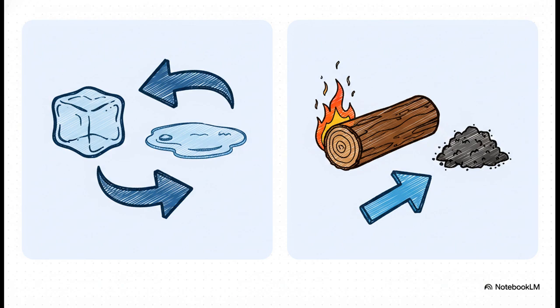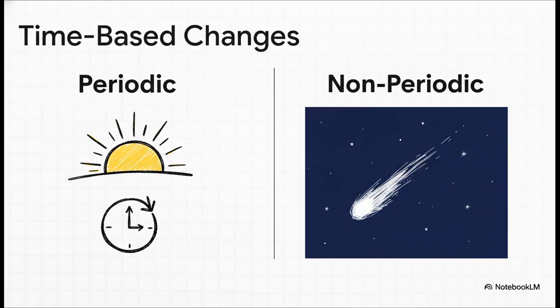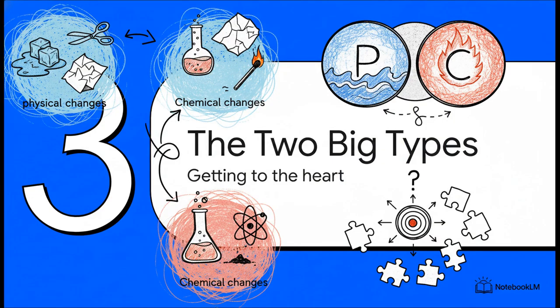There's no going back. Okay, just a couple more labels to add to our toolkit before we get to the big stuff. Some changes are periodic. They happen on a schedule, like clockwork. Think about the sunrise every single morning. Others are non-periodic. They're random and unpredictable, like a meteor streaking across the night sky. Okay, so we've got a pretty good system now, right? We can sort changes by their cause, how useful they are, their speed, and whether we can undo them.